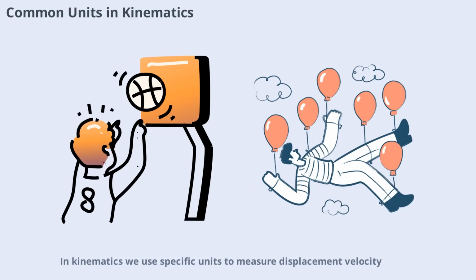Kinematics, we use specific units to measure displacement, velocity, and acceleration for both linear and angular motion. Linear displacement is measured in meters, velocity in meters per second, and acceleration in meters per second squared. For angular motion, we use radians for displacement, radians per second for velocity, and radians per second squared for acceleration. Understanding these units is essential for accurate measurement and analysis in biomechanics.